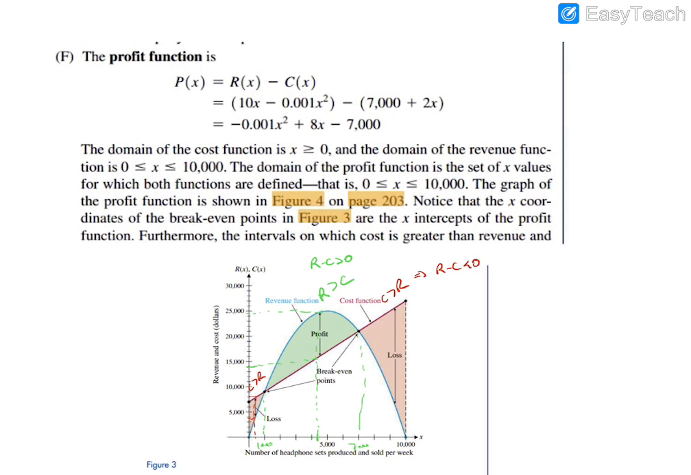So what is revenue minus cost? This is the profit function. Okay, so that is the profit function. So on this interval, 1,000 and 7,000, we have a profit. On the interval 0 to 1,000 and 7,000 to 10,000, 10,000 is our domain, the company may lose money, make a loss. Okay, this is here. Profit is negative.